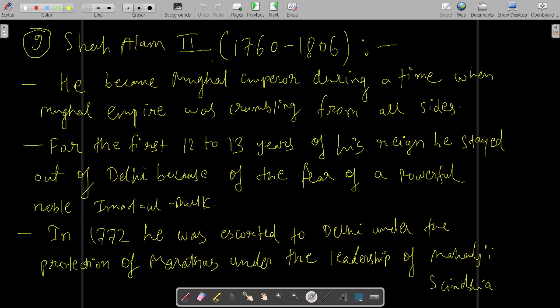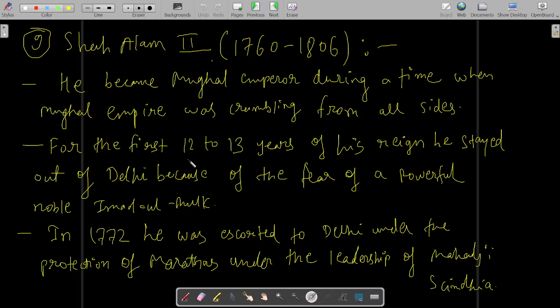For the first 12 to 13 years of his rule, up to 1772 or 1773, he stayed out of Delhi. Why did he stay out of Delhi? Because of the fear of the powerful noble Imadul Mulk. Because he feared that Imadul Mulk would kill him. So that's why he stayed out of Delhi.